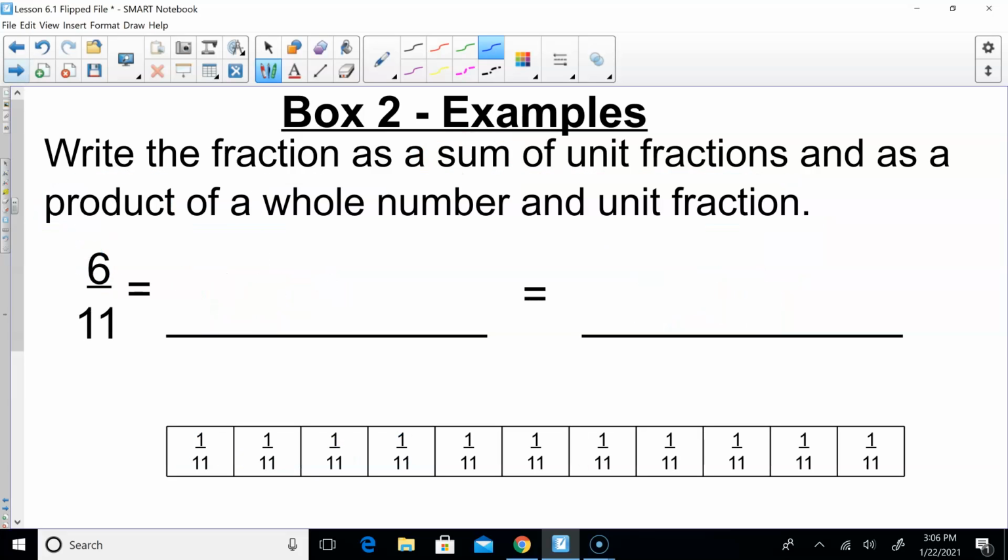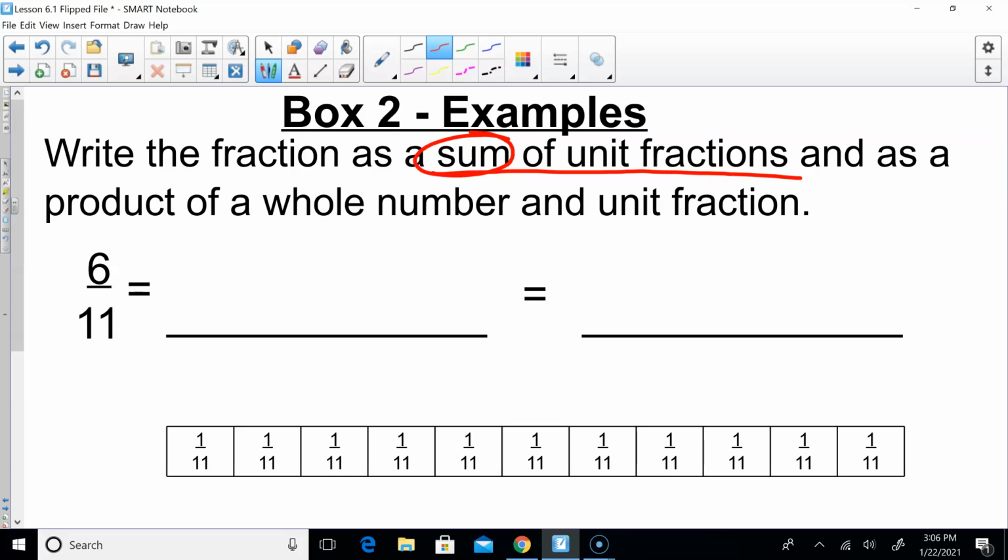And last but not least, we have the last one. Same thing, 6/11. Notice we have different numerators and different denominators that keep changing on us, but the skill of the sum of unit fractions remains the same. Pause the video right now, see if you can try these and figure it out before I do it, and see if your answer is correct.